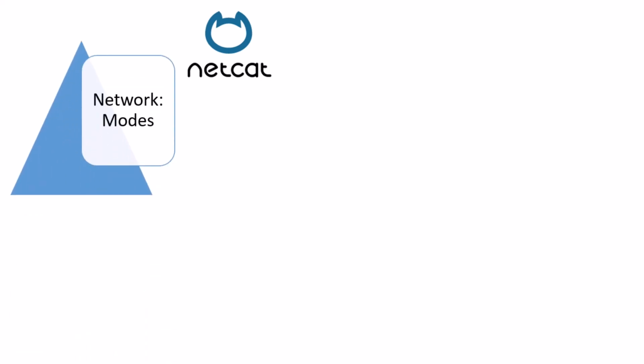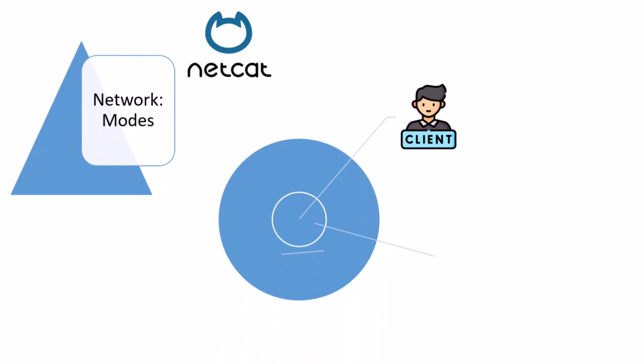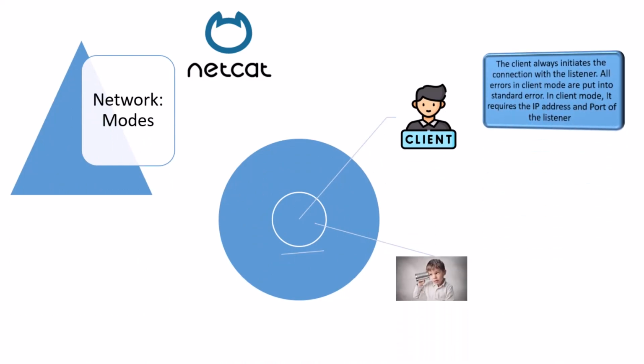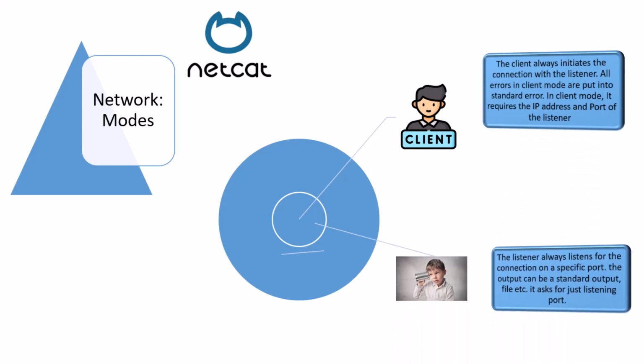So now let's move on to the modes of Netcat. There are two modes of Netcat. The first mode is a client, and the second mode is a listener. The client always initiates the connection with the listener, and the listener will listen for the connection on a specific port. So one initiates and the other listens. These are the only two modes that we have for Netcat.